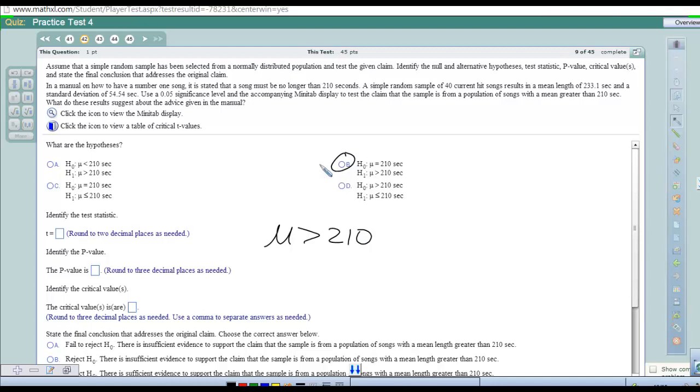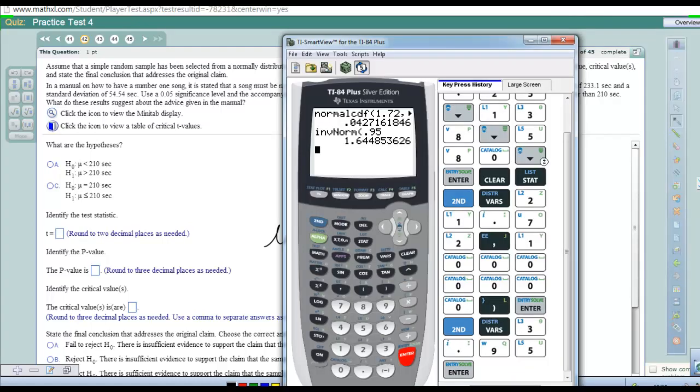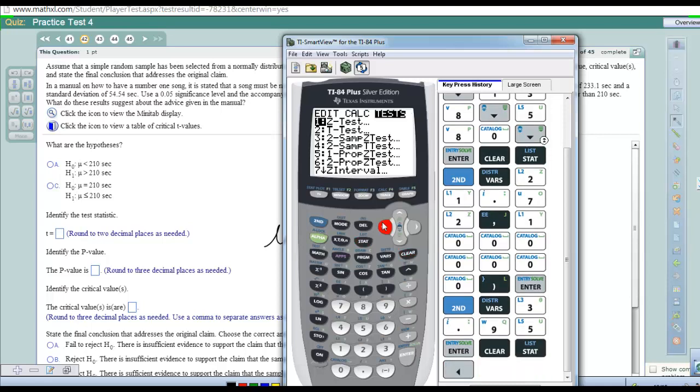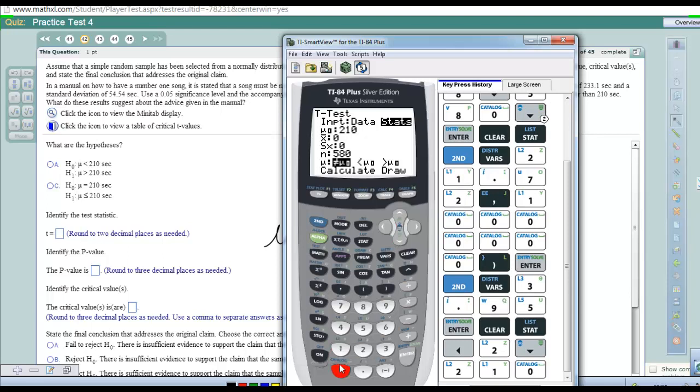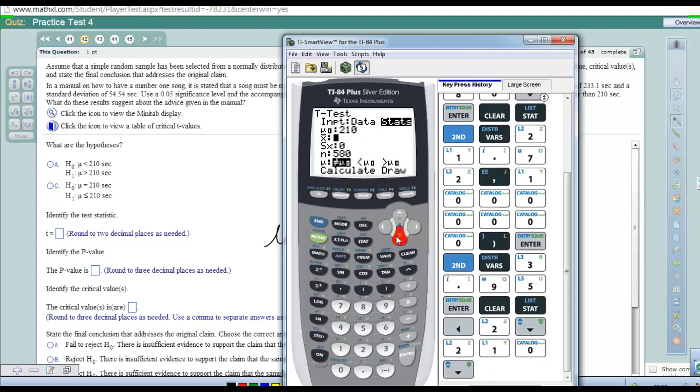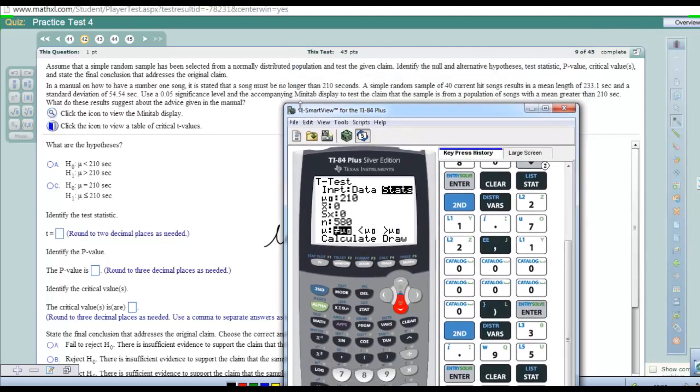Now it looks like they're doing a t-test. Why are they doing a t-test? Because they didn't give us the population standard deviation. But our sample size is large enough, it's 40. So we would get our test statistic by going to the calculator, going to stat, test. We're doing a t-test since sigma is unknown. Our null value is 210. Our sample mean was 233.1.